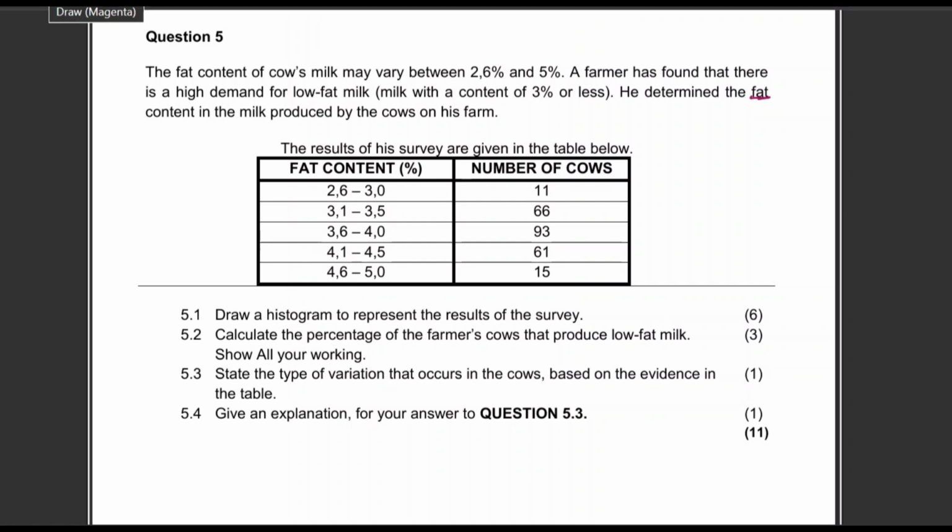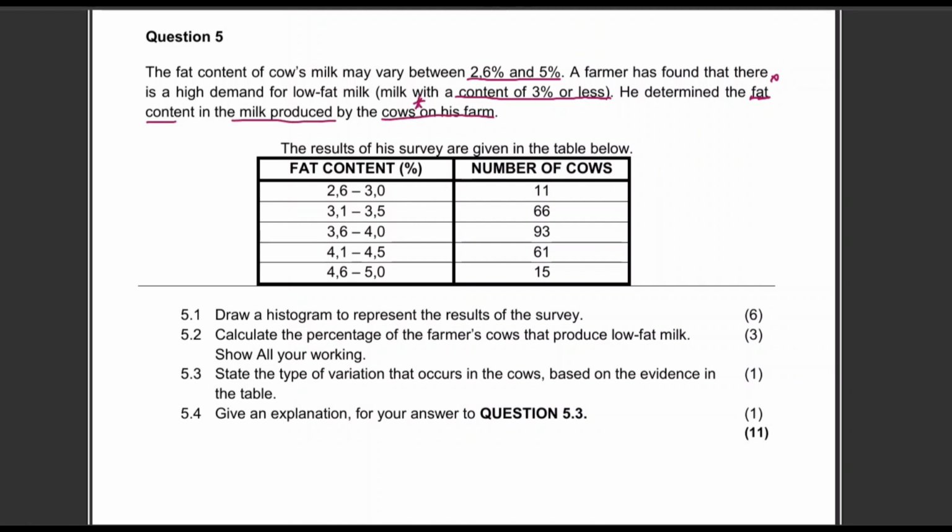In today's video guys, we'll be answering this evolution question from a previous question paper. The fat content of cow's milk may vary between 2.6% and 5%. A farmer has found that there is a high demand for low-fat milk. So this is basically milk with content of 3% or less. He determined the fat content in the milk that is produced by cows in his farm.